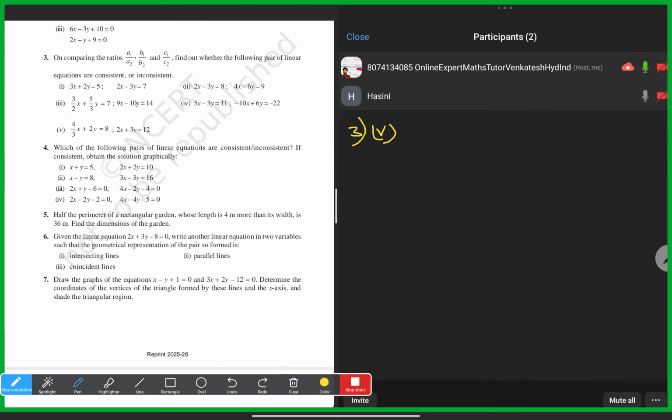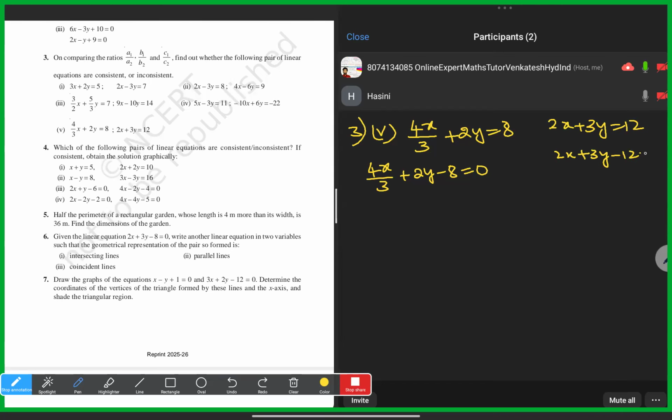4 by 3x means 4x by 3 plus 2y is equal to 8. So 4x by 3 plus 2y minus 8 is equal to 0. Second equation: 2x plus 3y is equal to 12. 2x plus 3y minus 12 is equal to 0.